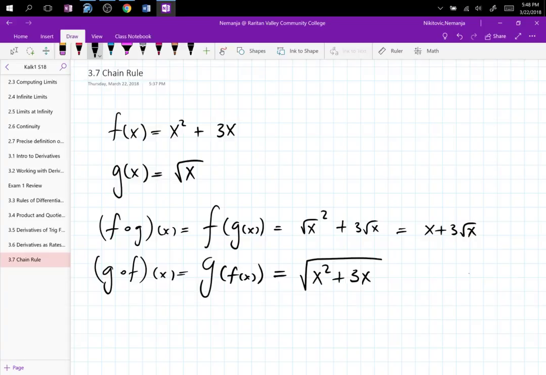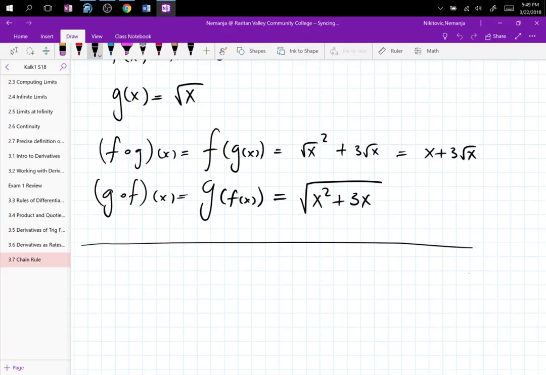So my goal is to, now in this section, find the derivative of something that looks like g composed with f. Something that is not a basic function, but a combination of other functions, which is what we in this case call function composition.